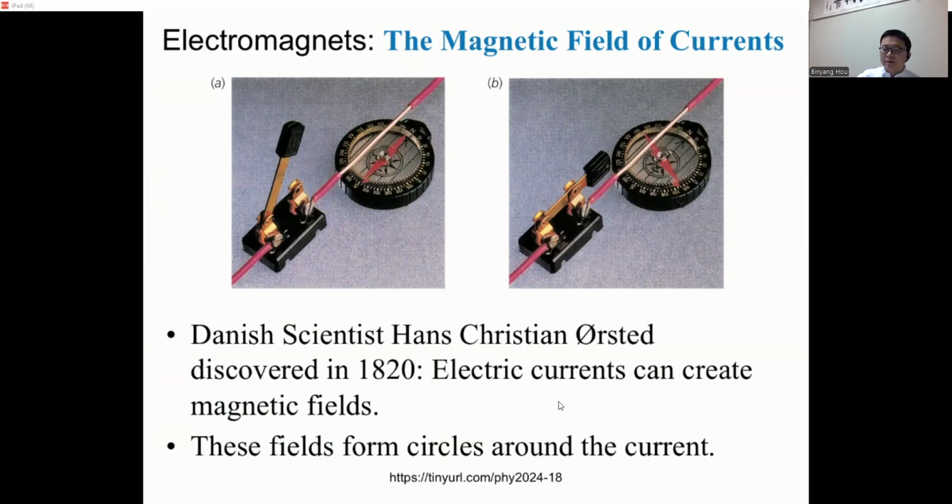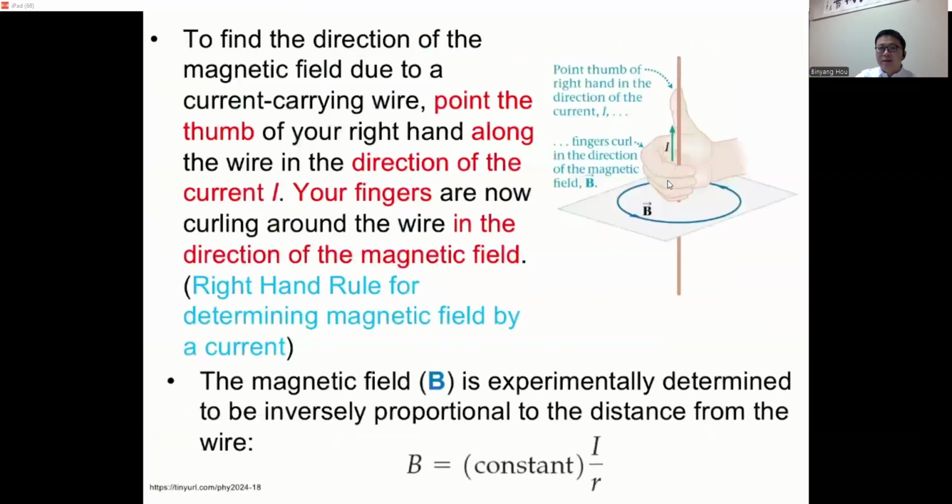That shows you that a magnetic field is produced. The direction of the magnetic field is related to the direction of the current, so the field circles around the current. If you have a direction of current through a wire, this is the magnetic field it produces. You can determine the direction of the magnetic field using the right hand rule. Your thumb goes in the direction of the current in the wire, and your four fingers curve in the direction of the B field. This is called the right hand rule.